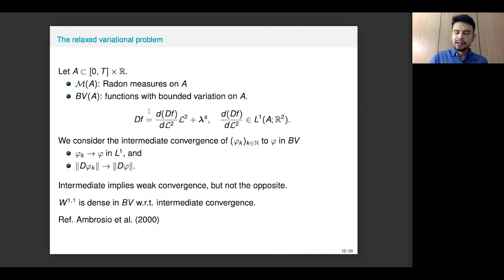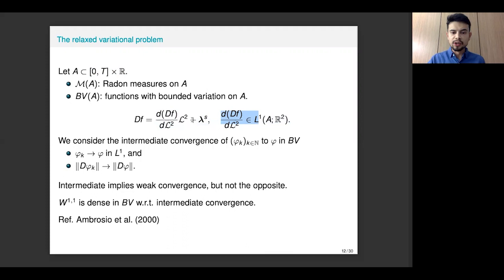As I told you, I'm going to denote by BV the set of functions with bounded variation. And let's see here a brief on the structure of these functions. So you know that these functions have derivatives that are Radon measures. And these measures can be decomposed as the sum of two parts. The first one is the Radon-Nikodym derivative of this measure with respect to the two-dimensional Lebesgue measure, remember we are in time-space, plus a singular part. And in fact, you do know that this Radon-Nikodym derivative is in L1.